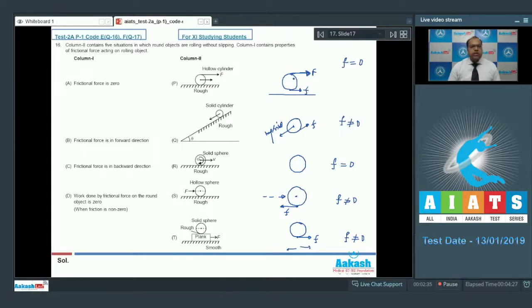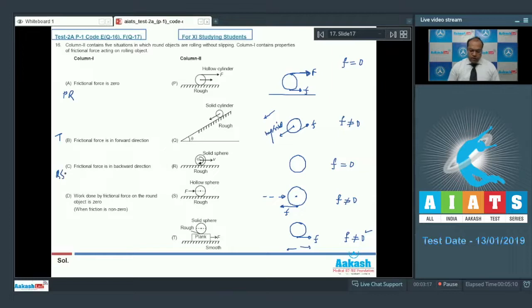So let's check the entries of column 1. Friction force is 0. So it is 0 in P as well as in R. So the correct matching will be P and R. The friction force is in forward direction, so the friction force is in forward direction in this case. So the correct matching will be T. Now entry C: friction force is in backward direction. So the motion is in this direction, so this is the backward direction. So Q and S will be the correct matching.